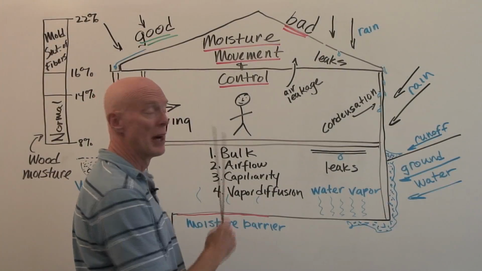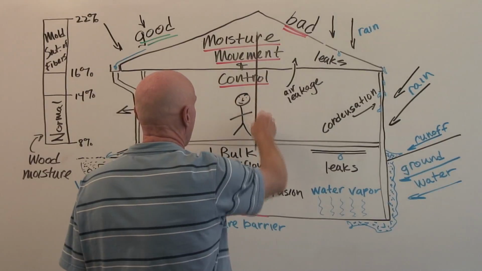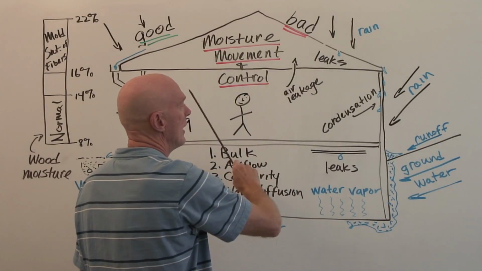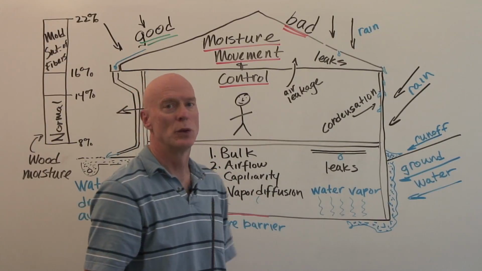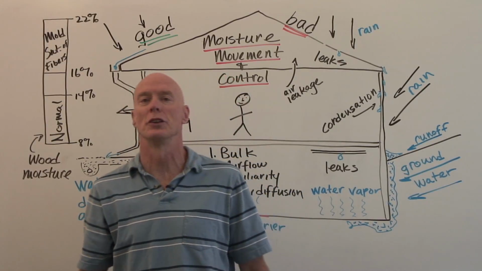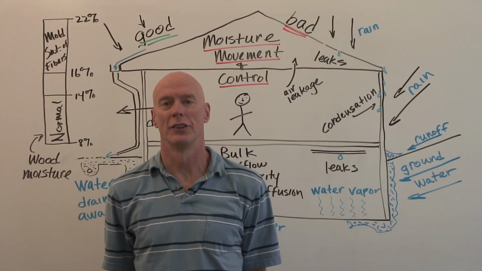Now, this must be one of my busiest drawings ever. Think of it this way. This drawing is split in half, and the bad is over here and the good is over here. We're talking about moisture. Moisture is a problem. Why is water a problem for us?